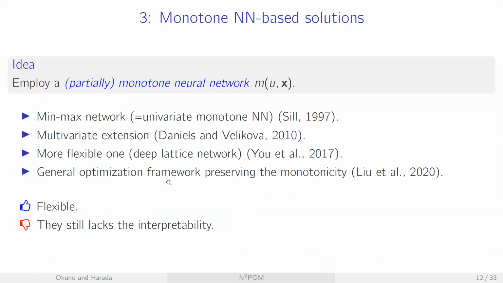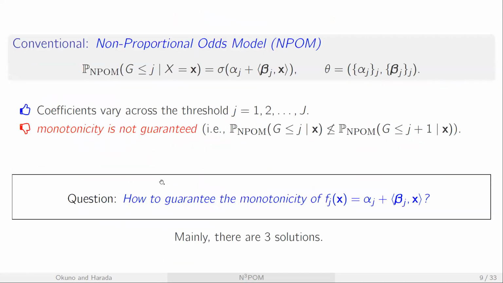Okay, and the third one is based on monotone neural networks. There are several neural networks that are guaranteed to be monotone with respect to parts of the inputs. There are several monotone neural networks listed here. Actually, they are flexible, easy to compute, and they can be used for ordinal regression, but they still lack interpretability. So these are three solutions for the monotonicity of the NPOM.